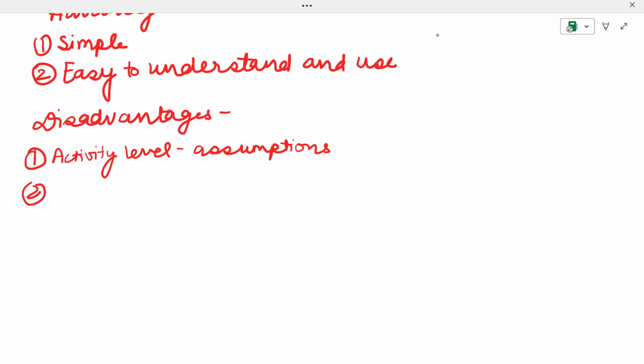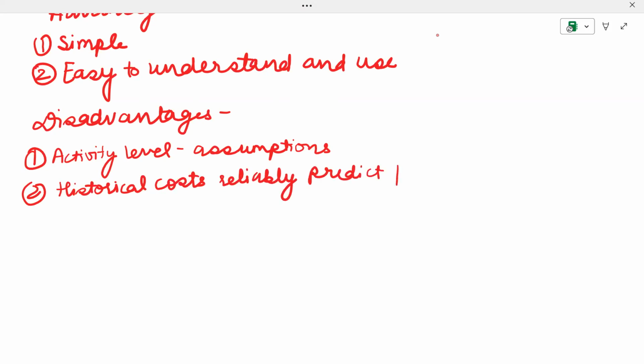Second disadvantage, it assumes that your historical costs can reliably predict the future costs. What has happened in the history is reliable information to predict future costs also. That is what it presumes. But, this might not be the case. We are living in a very dynamic world. So it may not be the case to predict future costs.